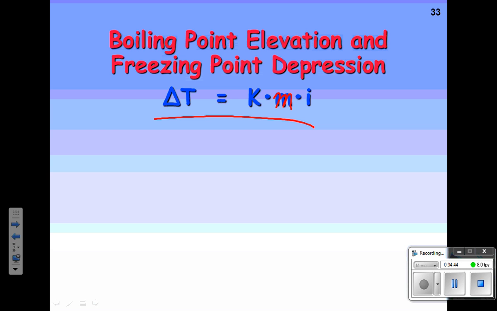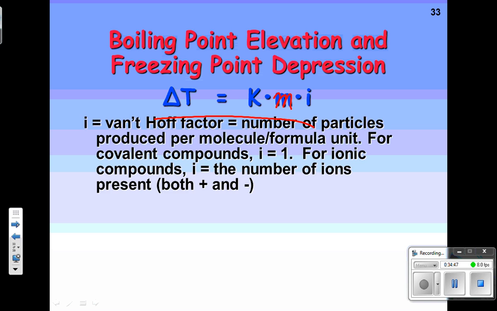i is how many particles it will break into, and I think that's actually coming up here. It's called the van 't Hoff factor. It's basically how many particles will it break into? How many ions? Okay? And delta T is a change in temperature.